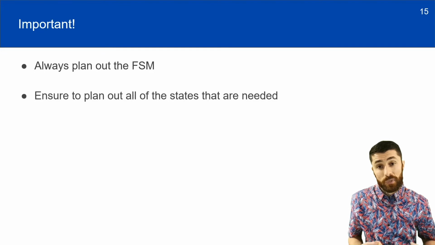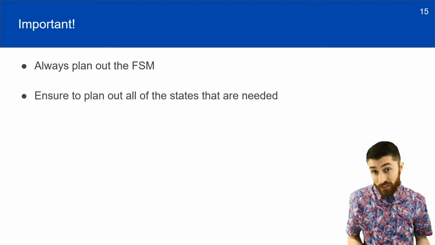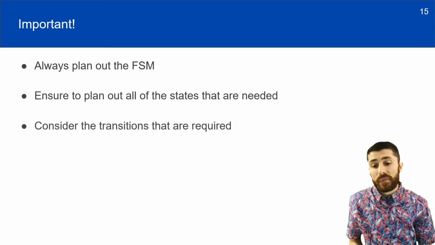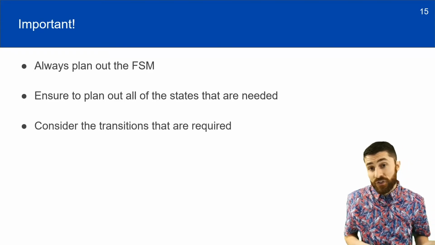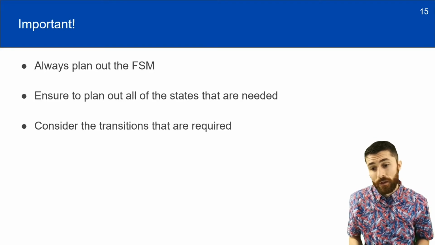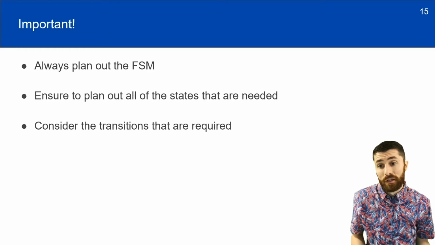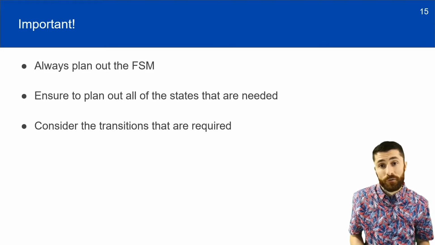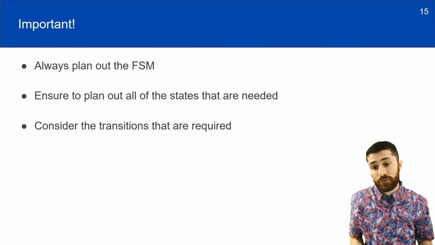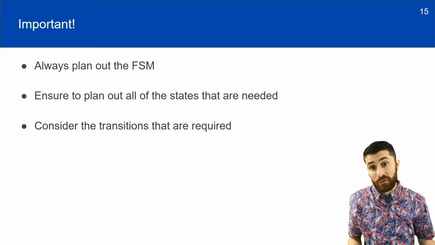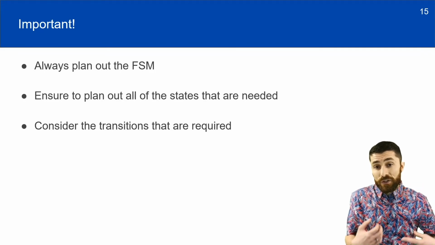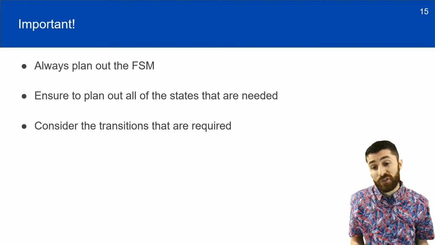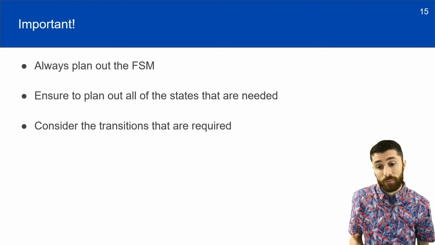This allows you to plan out all of the states that you actually need and consider all the transitions that are required. Quite often, if you just dive into the code, you will code something, it will look like it's properly working, and then a little bit later down the line you realize you forgot to deal with certain transitions, or maybe you missed out an extra state that you hadn't really thought about. Those types of mistakes can be avoided if you just plan out the finite state machine on paper.